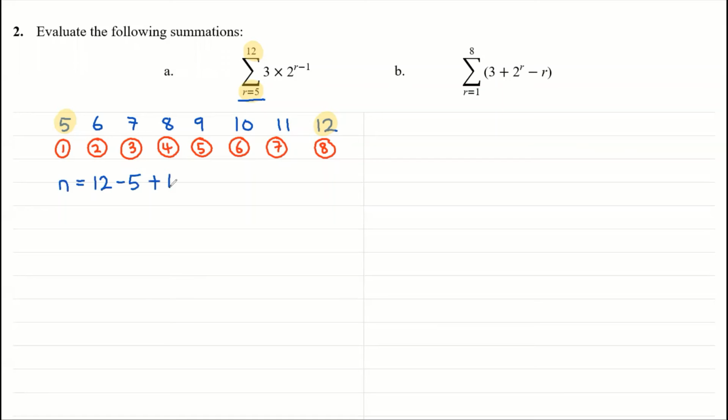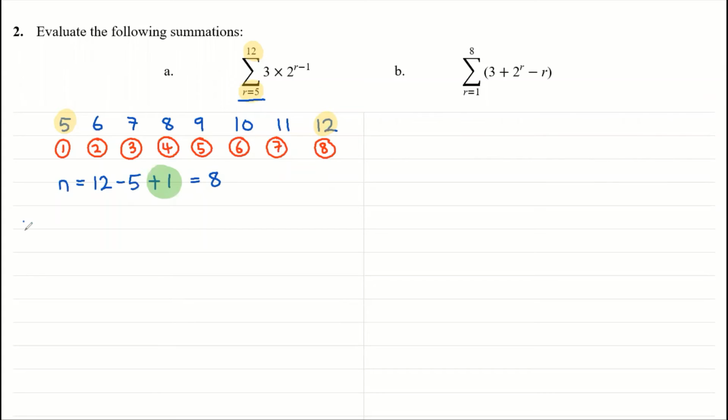That's really, really important that we remember this. So we're going to add an extra 1 to accommodate for the fact that we are starting at the 5 and finishing at 12. So that will give us the 8 terms that we need to sum over. So that's our n for this summation. We're going to sum the first 8 terms. Now we're going to find out what the first couple of terms are so we can figure out what a and r are going to be.